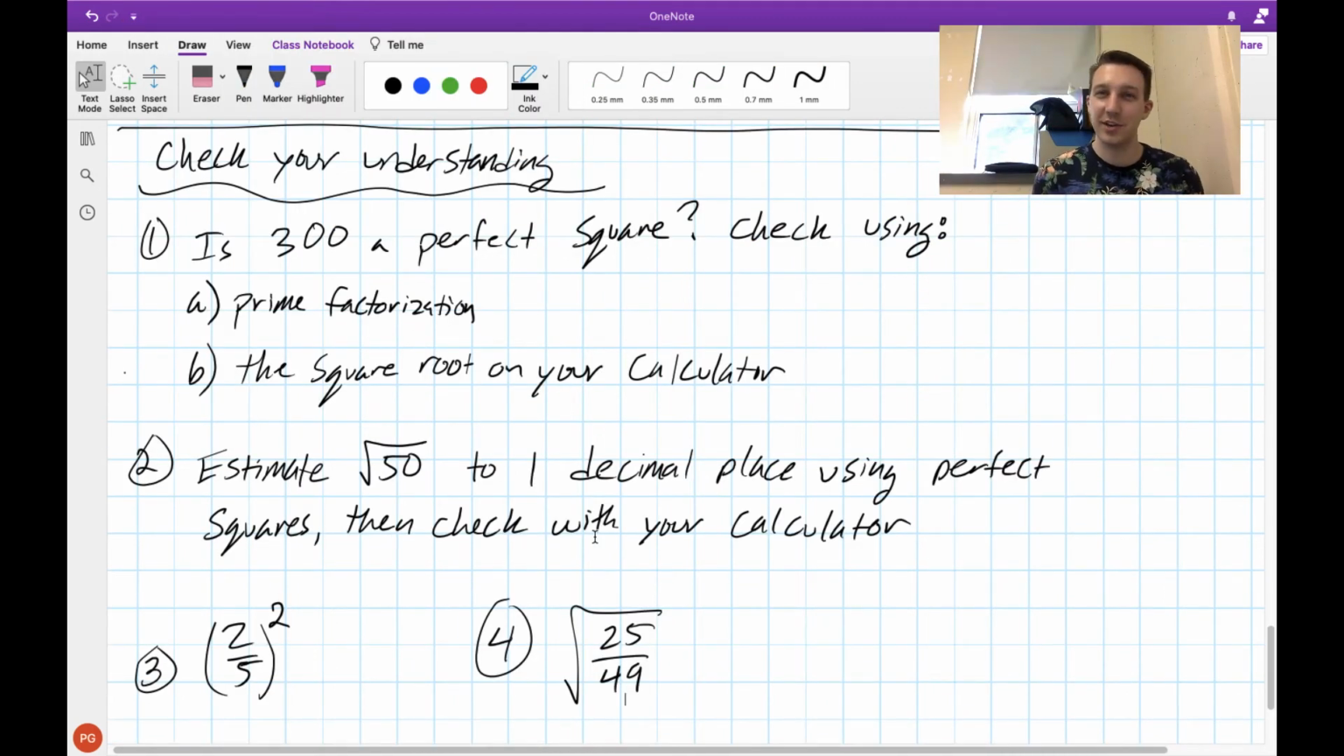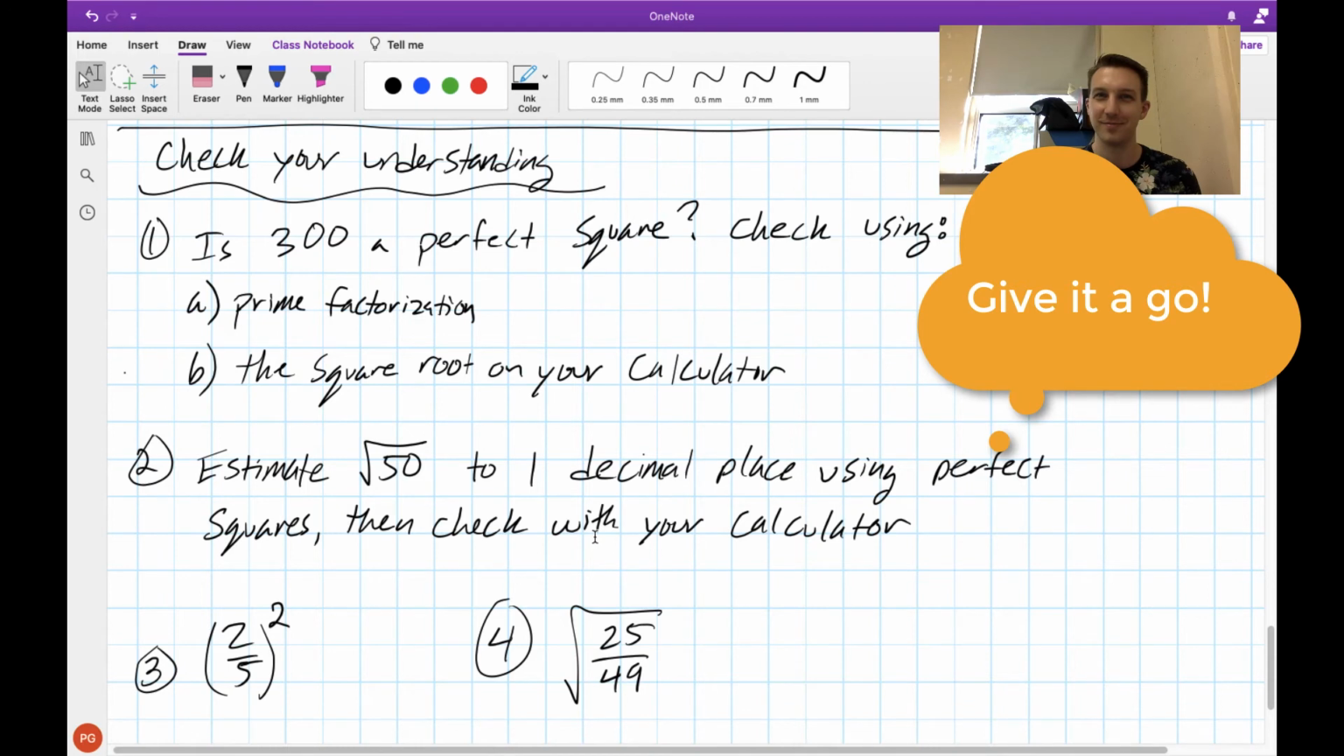Alrighty folks, let's check your understanding. There are 4 questions up here, so grab a piece of paper, try them out for yourself. The 2 at the bottom there are a little bit tricky, but I believe that you can do them. We just talked a lot about fractions. See if you can figure them out.